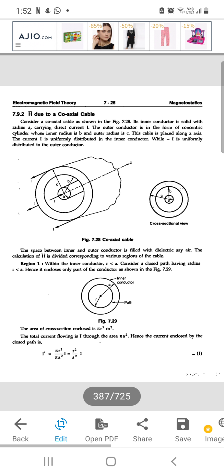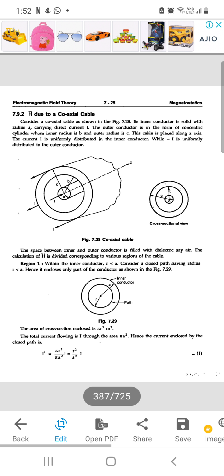Now the area of cross section enclosed by the Amperian path is pi r square meter square, while the total current flowing is I through the area pi a square. Hence, the current enclosed by the closed path is I dash equal to pi r square by pi a square into I, which is equal to r square by a square into I. That is, I dash is the current enclosed by the Amperian path.